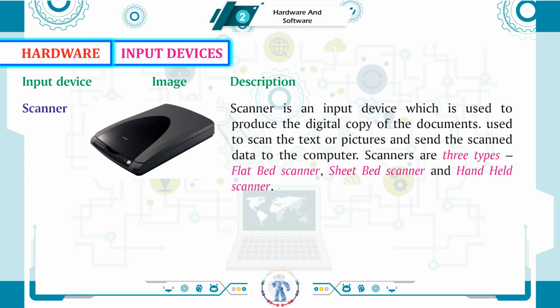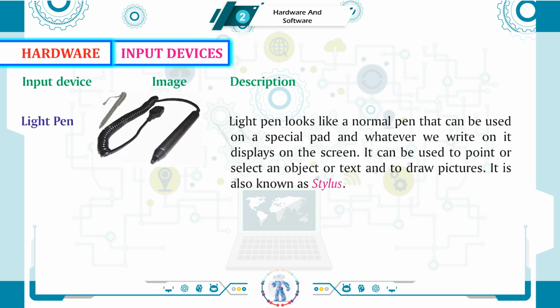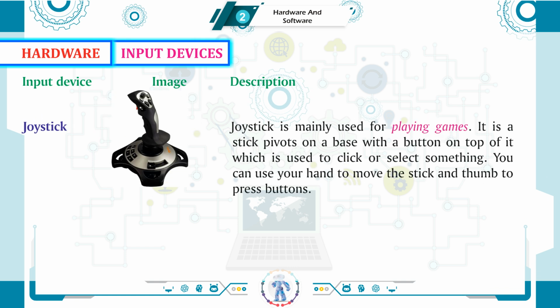Scanners are of three types: flatbed scanner, sheetbed scanner, and handheld scanner. Light pen. Light pen looks like a normal pen that can be used on a special pad, and whatever we write on it displays on the screen. It can be used to point or select an object or text and to draw pictures. It is also known as stylus.